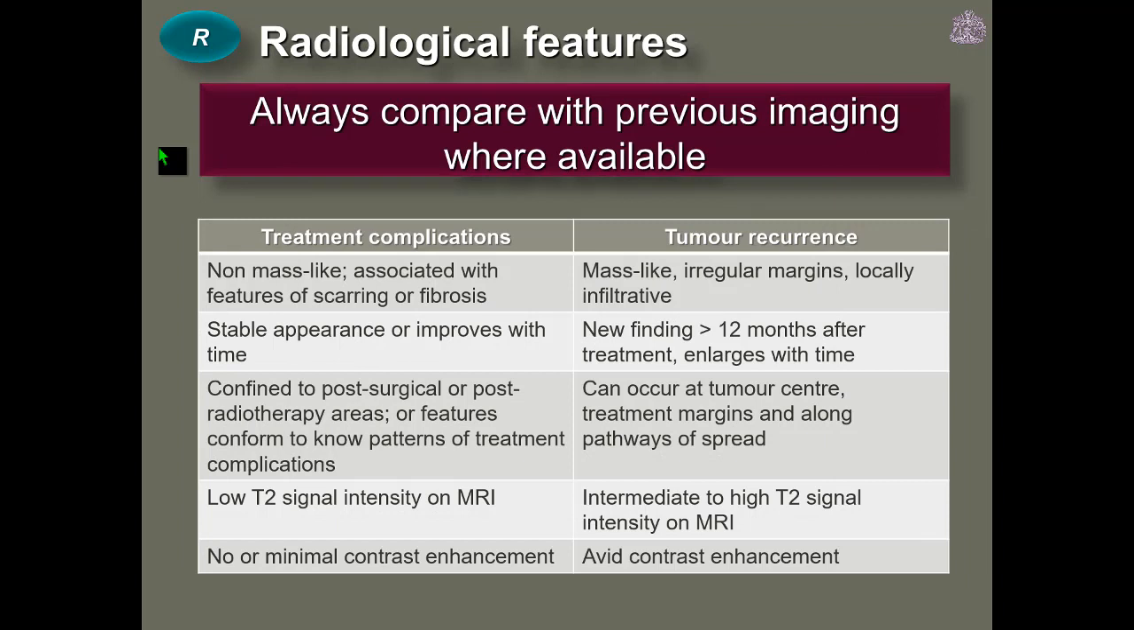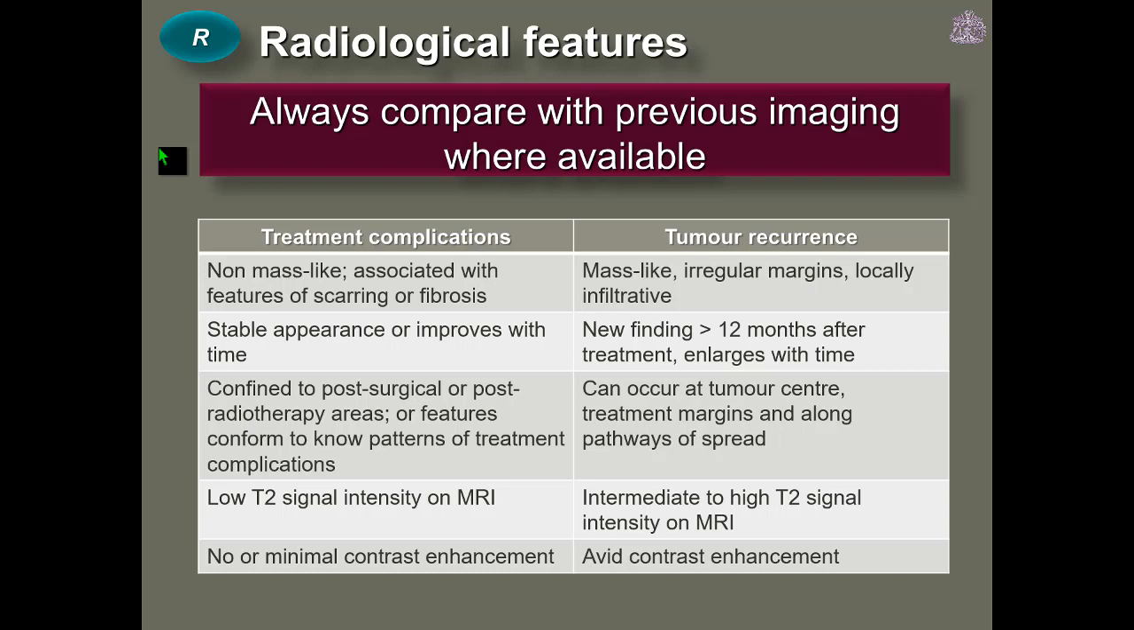So I've made this little column in my own sort of naive thinking, how I think about treatment complications versus tumor recurrence. Very often treatment complications are non-mass-like, although they can be mass-like, and associated with features of scarring and fibrosis. Tumor recurrence can have irregular margins, but when of a size, they tend to be mass-like, and look locally infiltrative. Treatment complications, when in doubt, if you follow them over time, tend to be stable, or they can improve. And tumor recurrence often is a new finding, particularly if you see something new after 12 months of follow-up, you have to think that this is disease recurrence.